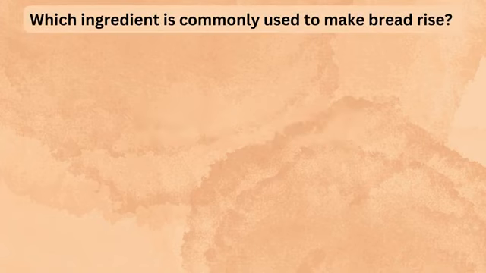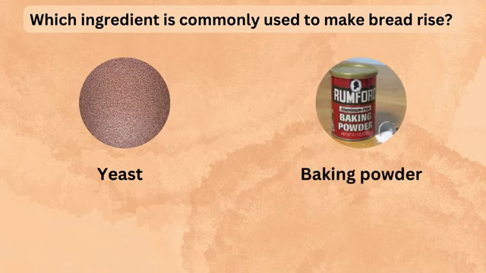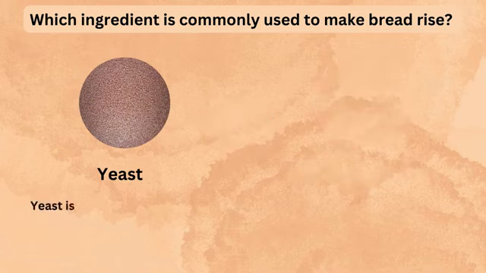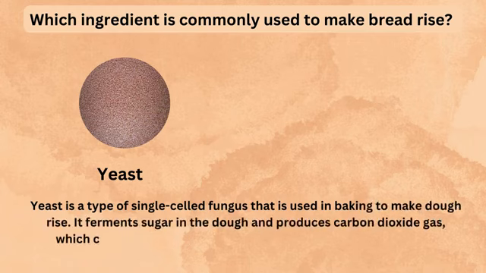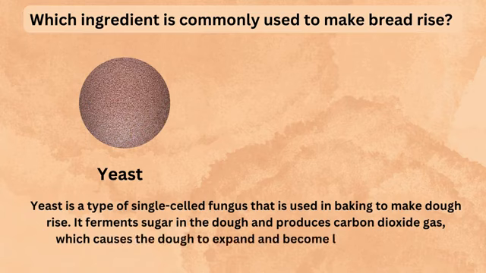Which ingredient is commonly used to make bread rise? Yeast or baking powder? Yeast is a type of single-celled fungus that is used in baking to make dough rise. It ferments sugar in the dough and produces carbon dioxide gas, which causes the dough to expand and become lighter and softer.